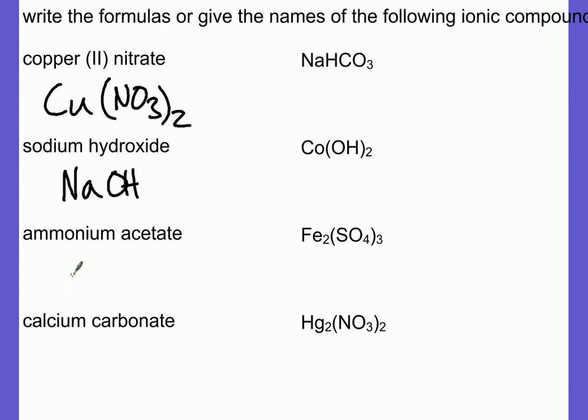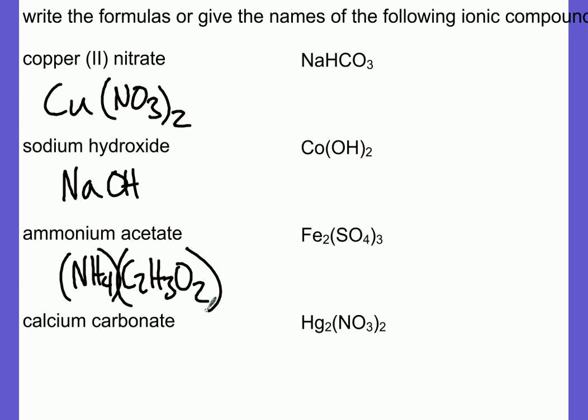Ammonium acetate, same thing. They're 2 different polyatomic ions, ammonium NH4 with a +1 charge, acetate C2H3O2 with a -1 charge, +1, -1 balance out. I don't need parentheses, but it certainly wouldn't hurt you to put them in there. So if you put parentheses in there just to keep things separated, it's fine. You just don't need those.